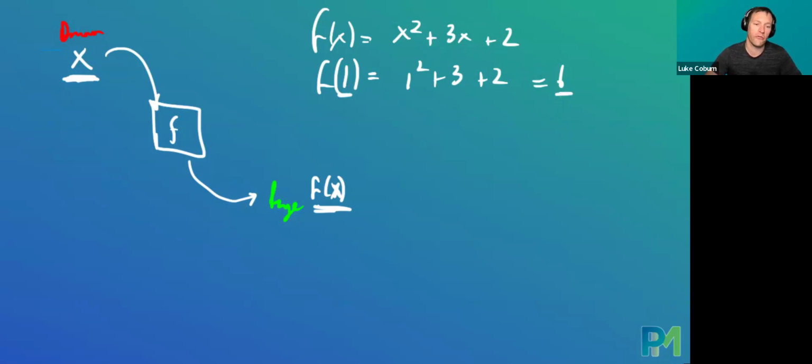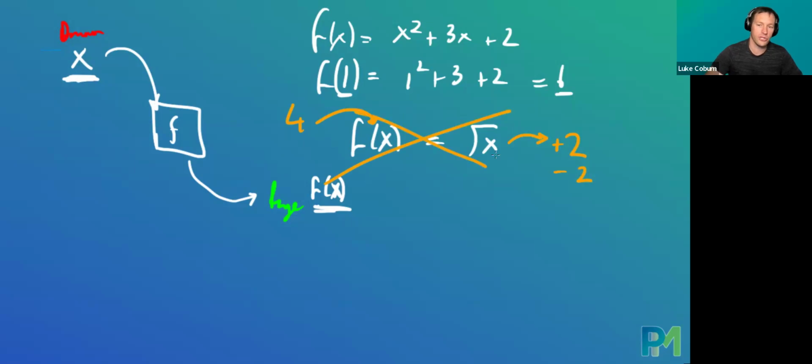Okay, but look at this function. I'm going to write down another function: f of x is equal to the square root of x. Let's say 4 goes in, so x is equal to 4. The square root of 4. Then a 2 comes out, but also a minus 2. So this is not a function unless we say that the range is only values greater than 0. Then it's a function.